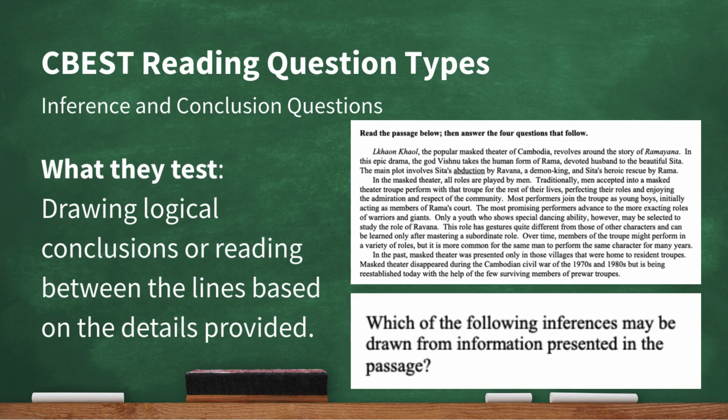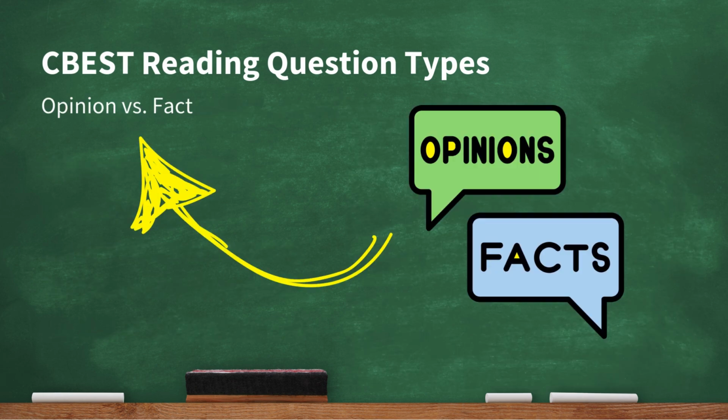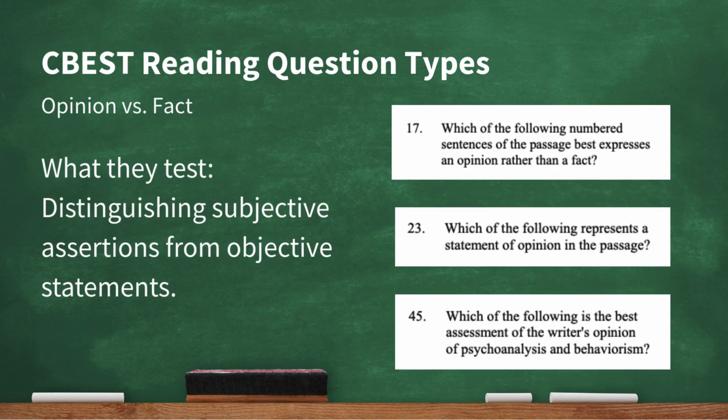Next up, you will also receive opinion and fact question types, which will ask you to distinguish between subjective assertions and objective statements, as seen in the 3 questions shown on the screen right now. Pause the video, read those questions, and understand where and how you can know that this is an opinion versus fact question.